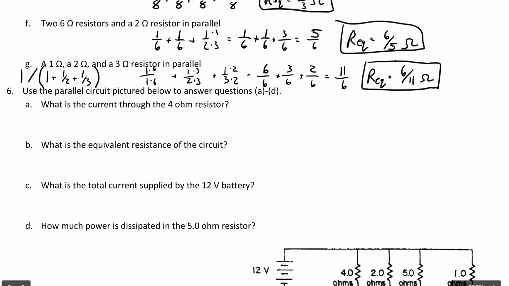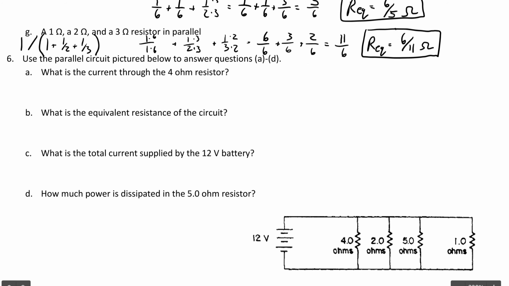Now it says use the parallel circuit pictured below to answer the questions A through D. So what is the current through the 4 ohm resistor? Well, we know the voltage through the 4 ohm resistor is 12 volts. So we'll call this 1, 2, 3, 4.